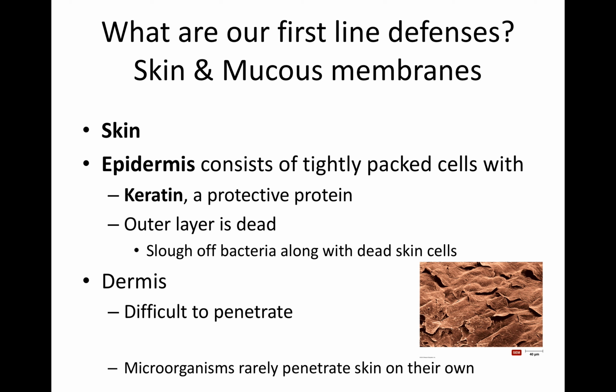So the first line defense skin consists of the epidermis, which is tightly packed with cells, and there's also keratin, which is a protective protein. The outer layer of the skin cells are dead, which slough off constantly, and they remove bacteria along with those dead cells. The dermis, the dermal layer, is difficult to penetrate, so microorganisms rarely penetrate skin on their own. Very few can actually burrow into the skin. So if our first line skin is going to be breached, it's going to usually be breached through a cut or abrasion.